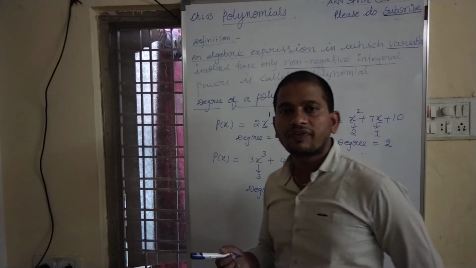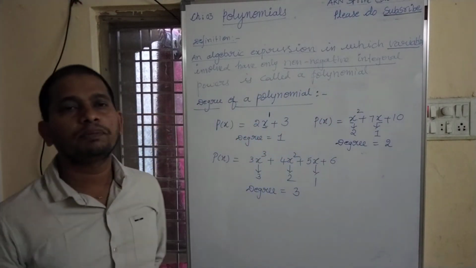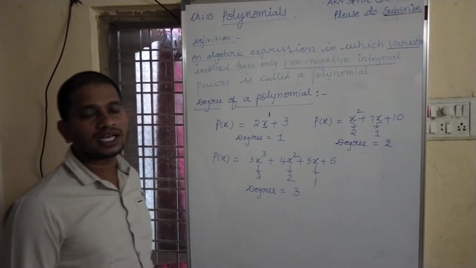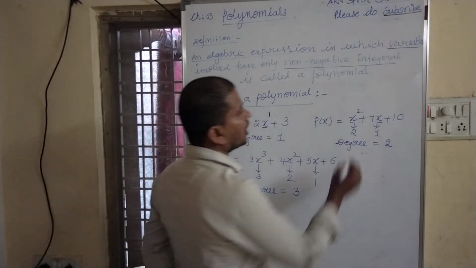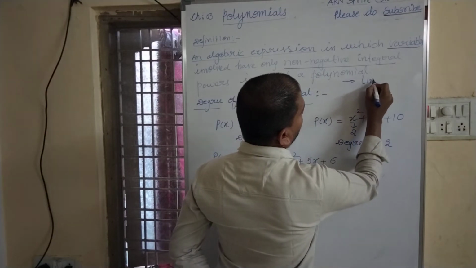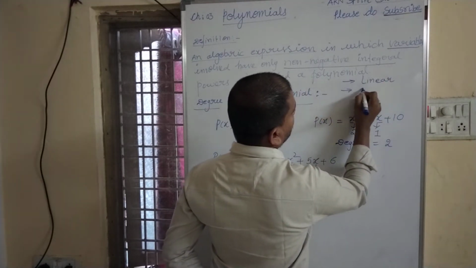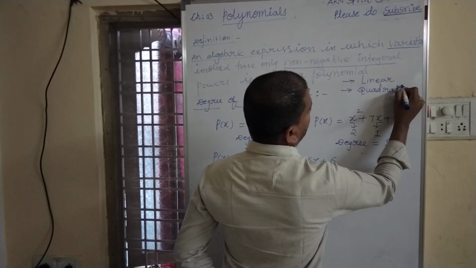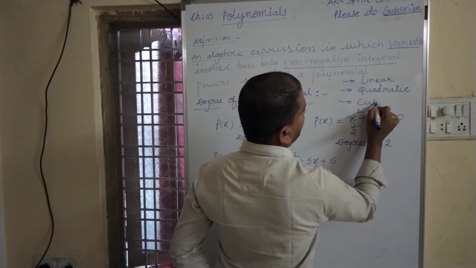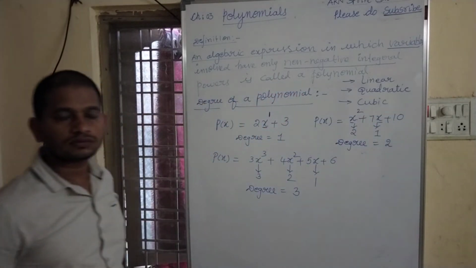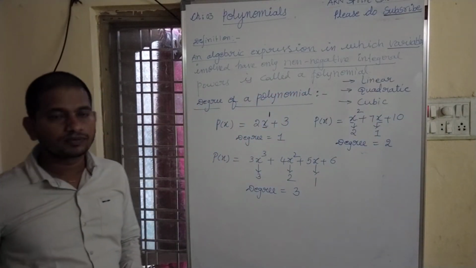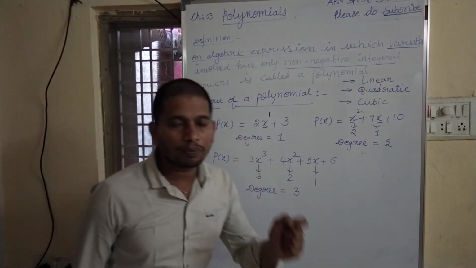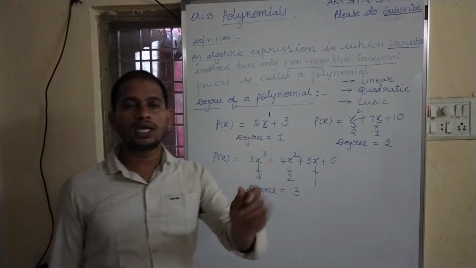Based on degree, polynomials can be classified into 3 types. They are linear polynomial, quadratic polynomial, and cubic polynomial.